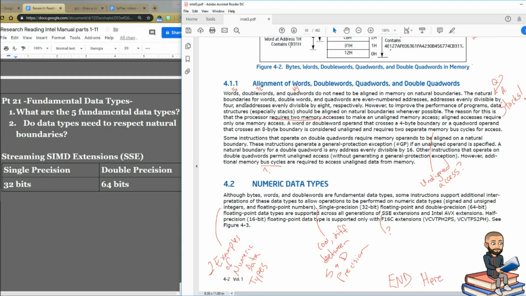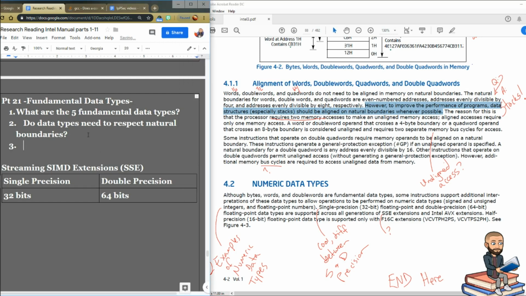Now it says the natural boundaries for words, double words, and quad words are even numbered addresses, addresses evenly divisible by 4, and addresses evenly divisible by 8, respectively. However, to improve the performance of programs, data structures, especially stacks, should be aligned on natural boundaries whenever possible. So this diagram is going to confuse us when we dig into it. For now, know that we actually should be respecting these natural boundaries.